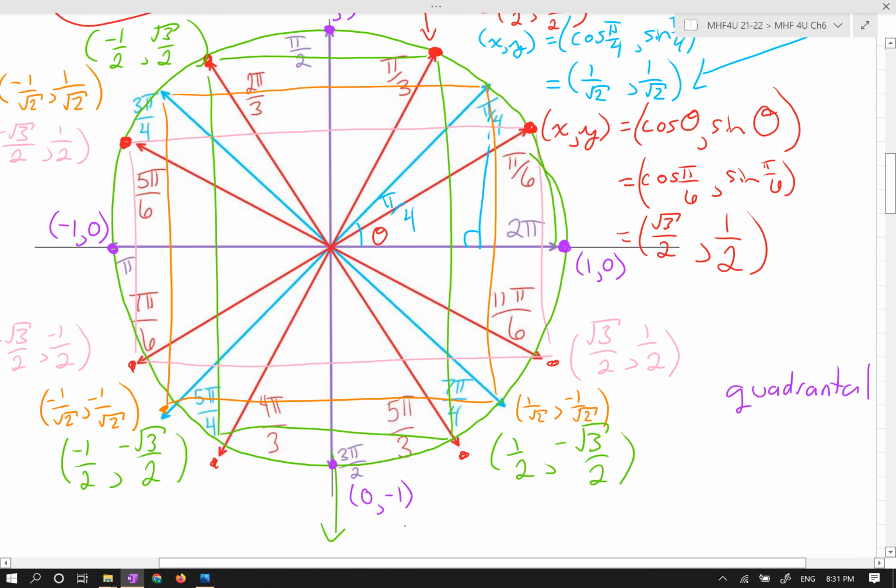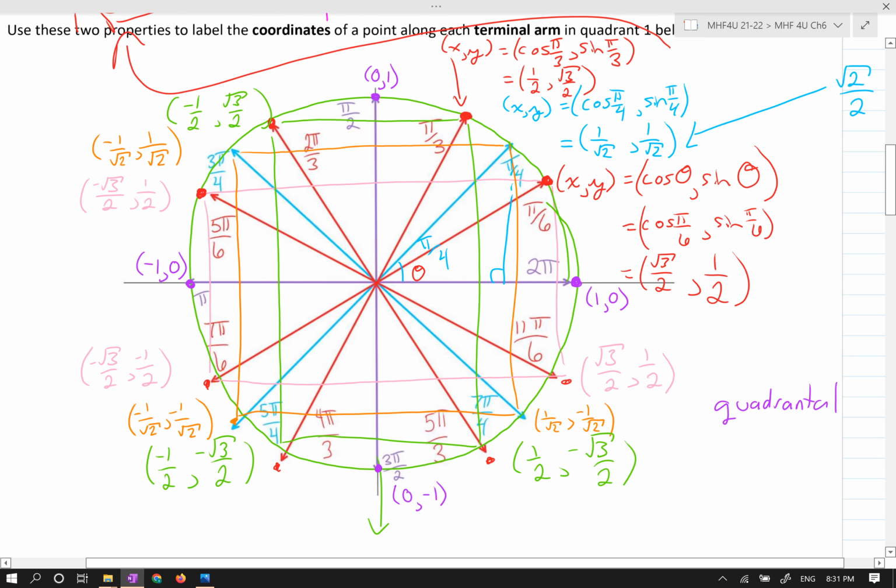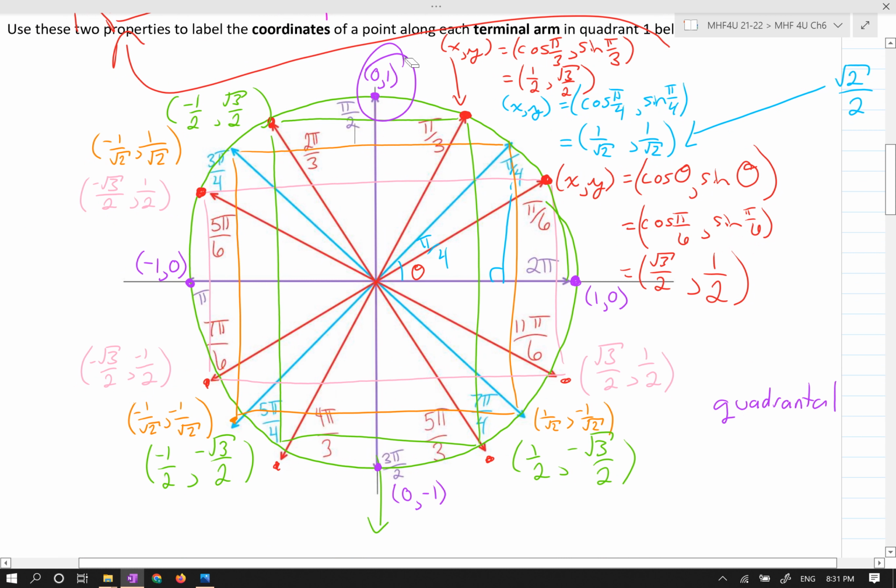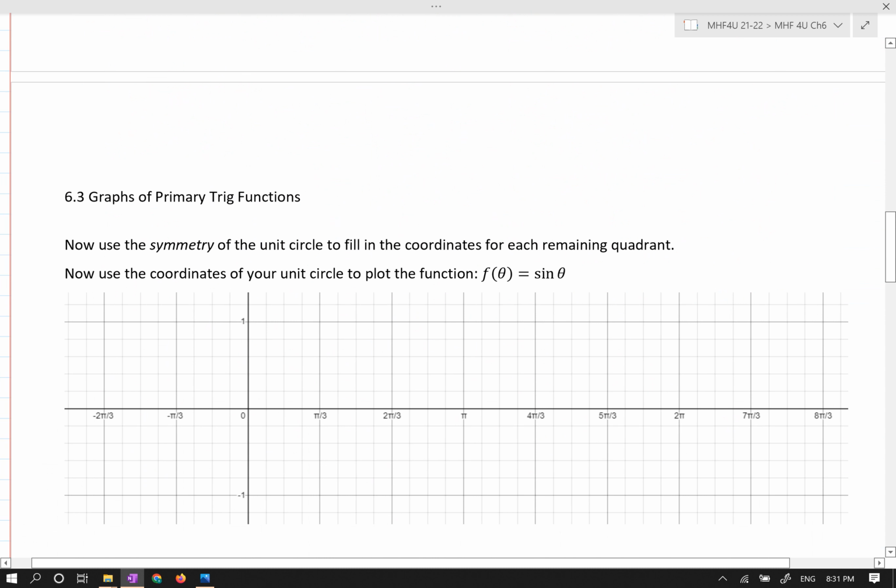So working here, we have 0, 1 at our pi over 2 angle. We have negative 1, 0 at our pi angle. At 3 pi over 2, we have 0, negative 1. Fantastic. All of those nice and straightforward. Now we can push on forward.